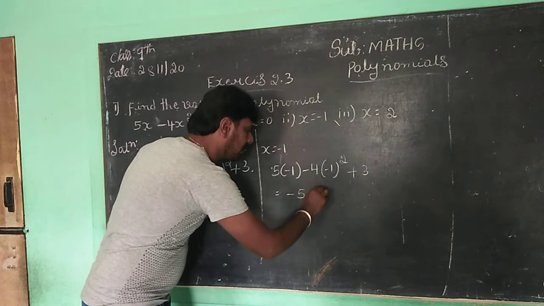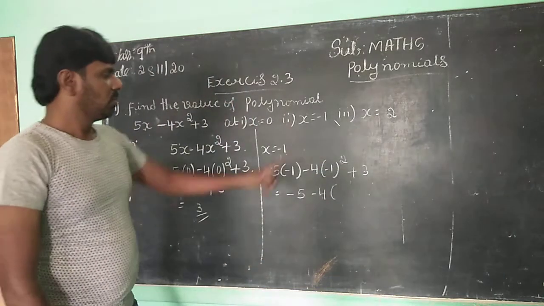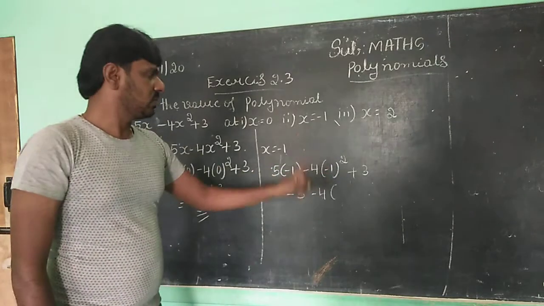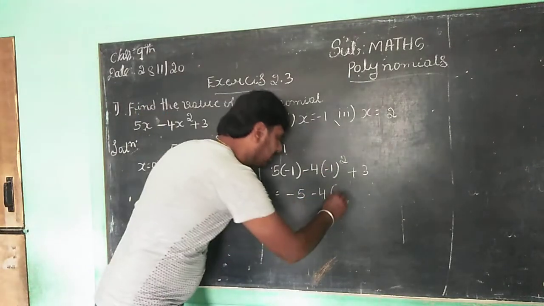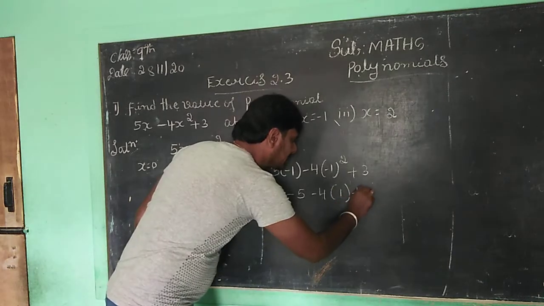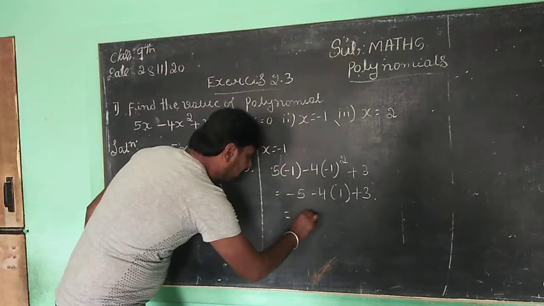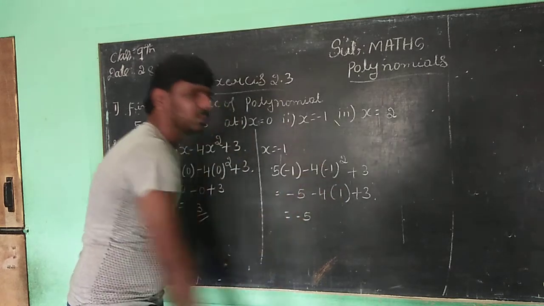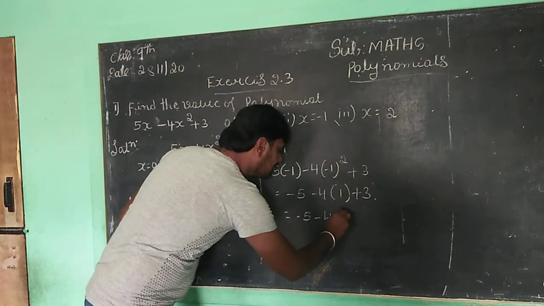So see children, here minus 4 is there, and minus 1 square is there. Minus 1 square, minus into minus, so we want to multiply 2 times. Minus into minus is plus, 1 1 1. So plus 3, children. So next, write as it is minus 5. So minus into plus is minus, 4 1s are 4, plus 3.